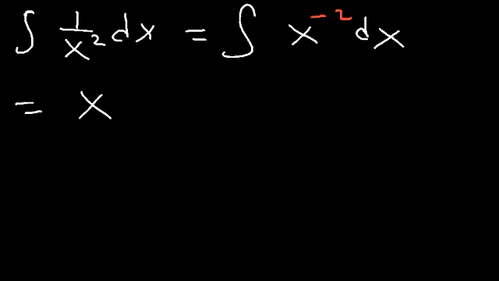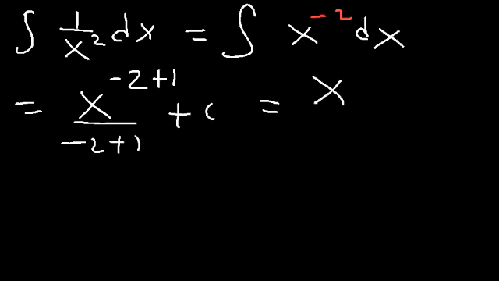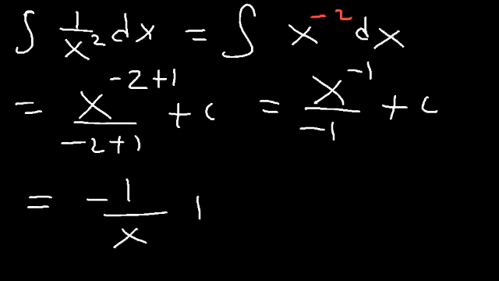So if we add 1 to negative 2, and then divide by that result, this is going to be x to the negative 1 divided by negative 1 plus c. Now we can rewrite it. We can move the x back to the bottom. So the final answer is negative 1 over x plus c. Now let's try another one like that.